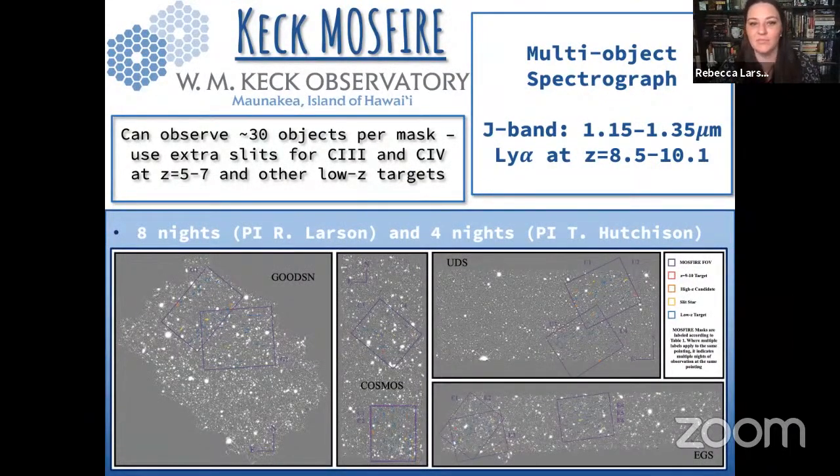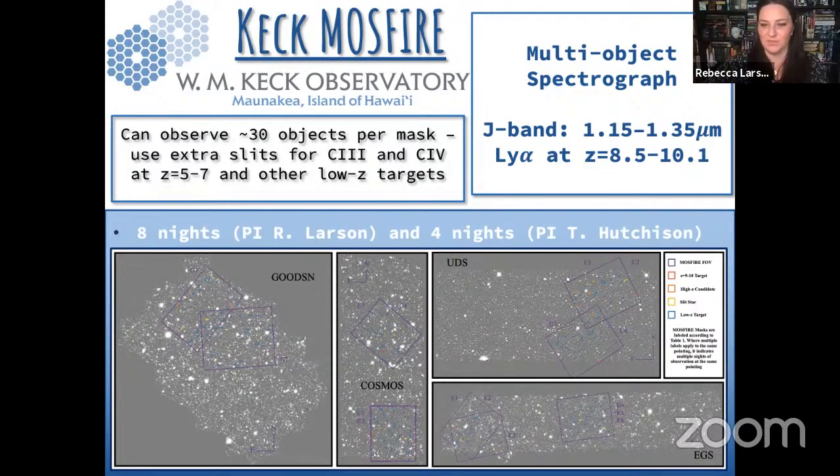We had great luck with the TAC at Keck, and so we had 8 nights over 4 semesters with this program, Islands of Reionization. We had J-band spectroscopy, and we had about 30 or so objects in our mask for each of our observations. Unfortunately, there aren't that many redshift 9 galaxies, so we have a target of 12 in our sample across these 4 CANDELS fields. Then we filled the mask with some other targets, which Taylor Hutchison is going to talk about in a few minutes. So stay tuned for that.